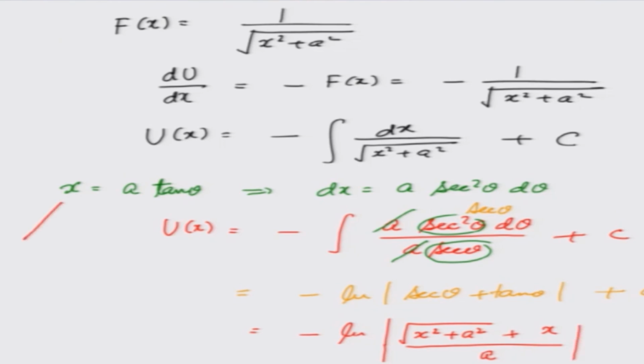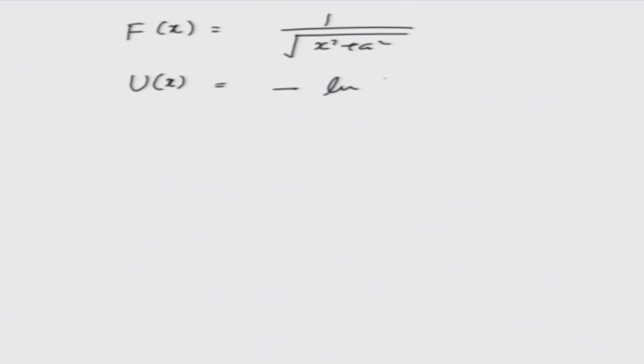Notice I have used the fact that from here secant of theta is equal to square root of 1 plus tangent square theta, which is square root of 1 plus x square over a square. I have used that plus c. So, what I have got, for the force f(x) equals 1 over square root of x square plus a square, the potential energy comes out to be minus log of modulus square root of x square plus a square plus x divided by a plus c.